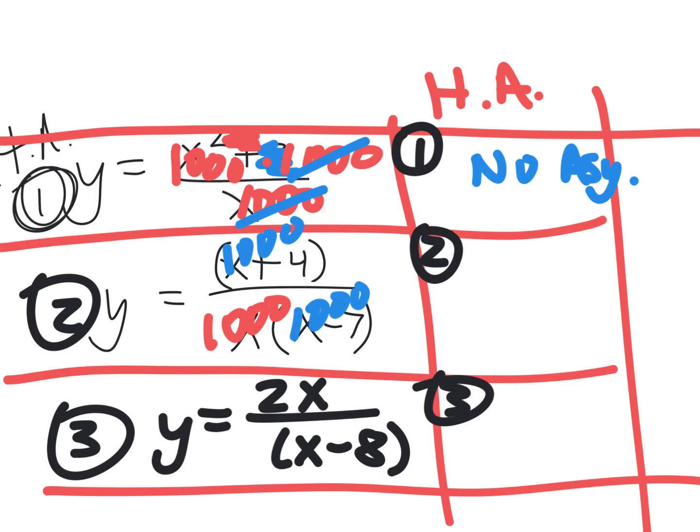All right. So, did some of them kind of round away? The plus 4 didn't really matter, did it? And the minus 7 didn't really matter, did it? So then what cancels? The 1,000 on top and one of the 1,000s on the bottom. Nice.